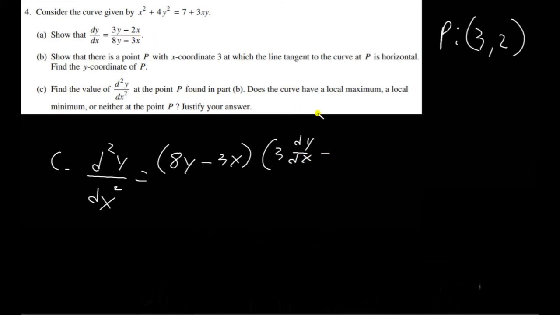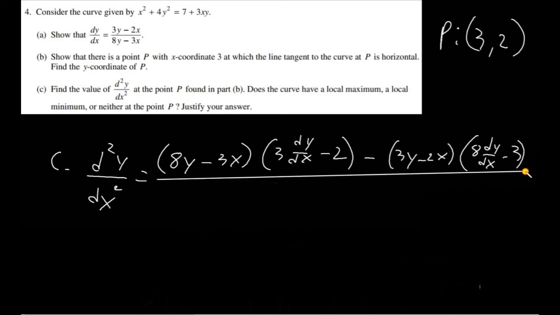Minus, and the derivative of that is 2, minus, and then we have the top, which is 3y minus 2x, times the derivative of the bottom, which is 8 dy dx minus the derivative of 3x, which is 3, over the bottom, which is 8y minus 3x, squared. Okay? So this is the second derivative.